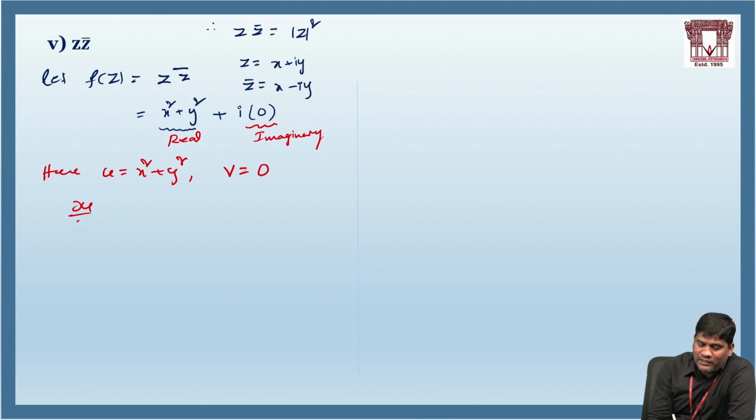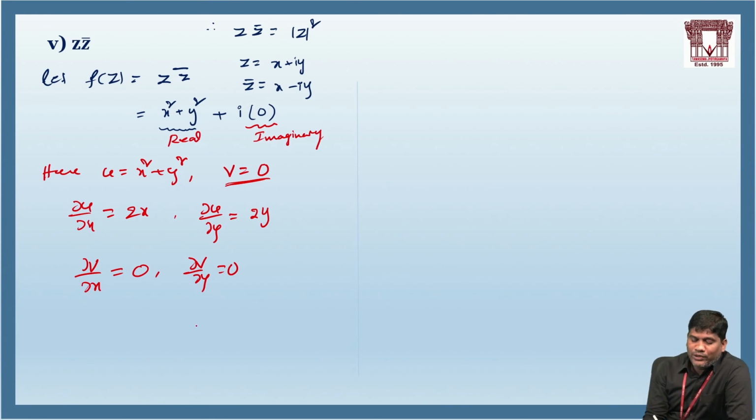Now we have to write the derivatives. ∂u/∂x is 2x, ∂u/∂y is 2y, v is 0, so that here ∂v/∂x is equal to 0, ∂v/∂y is equal to 0, since the imaginary function is 0 here. Right, here ∂u/∂x is equal to ∂v/∂y only at the origin, I mean at the point x equal to 0. ∂u/∂y is equal to minus ∂v/∂x only at the origin, so that this function is differentiable at the origin.